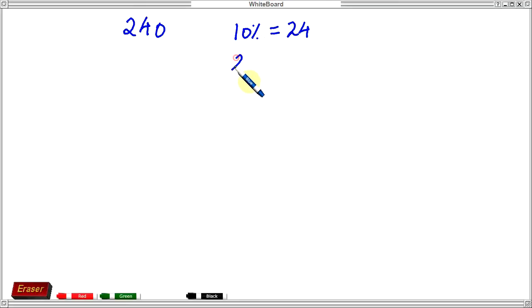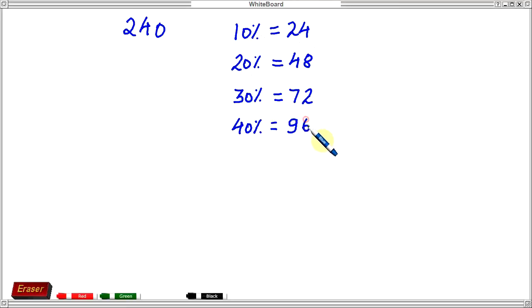20% of the number will be double of 24, that is 48. 30% of the number will be triple of 24, that is 72. 40% of the number is, again, either you multiply 24 by 4 or you double 48, because double of 20% will be 40%. Either way I'll obtain the answer, 96.